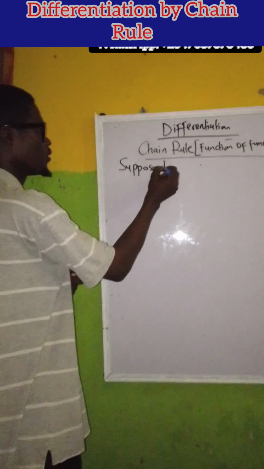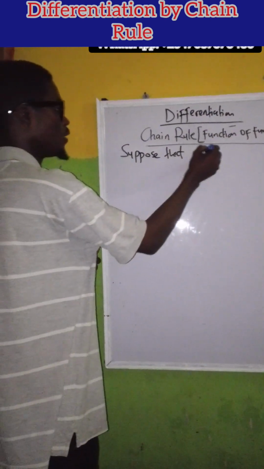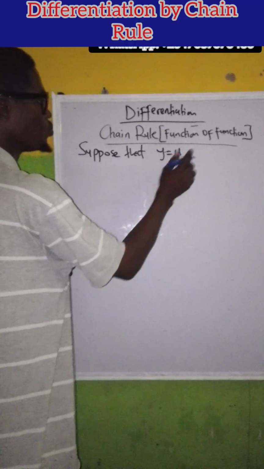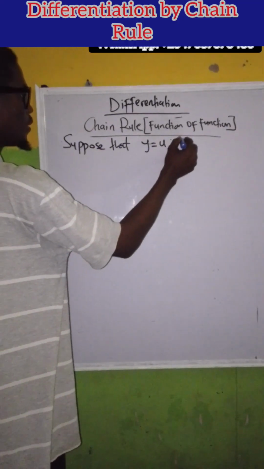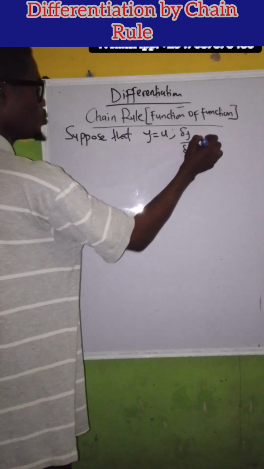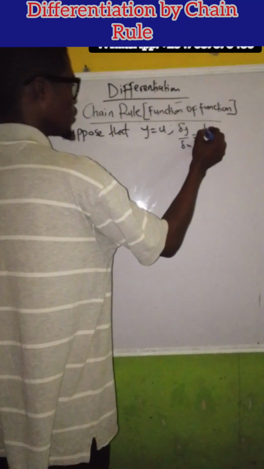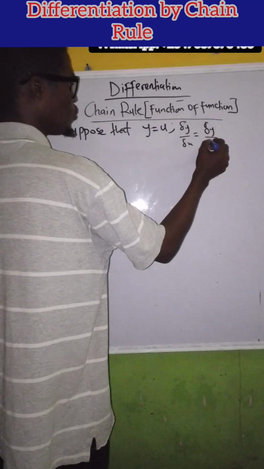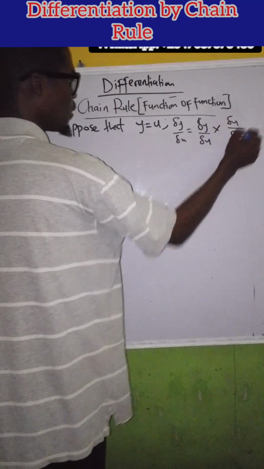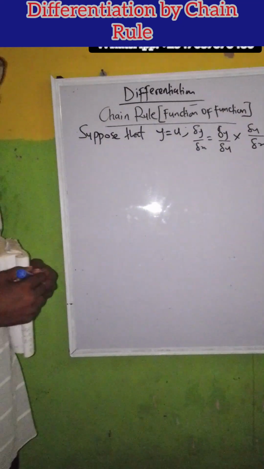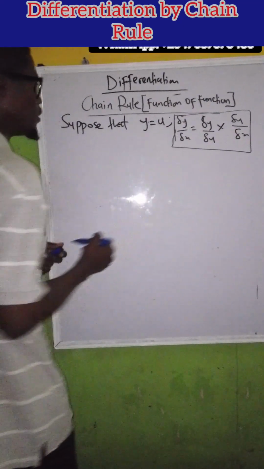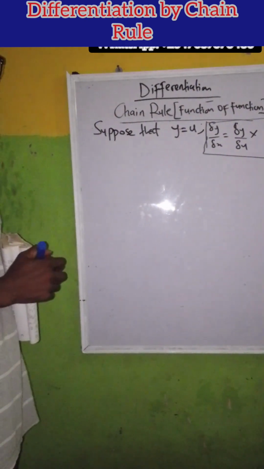Suppose that y is equal to u, right? So if y equals u, then it implies that dy/dx is going to be equal to dy/du times du/dx. Are we making sense? So this is the definition for the chain rule, okay?